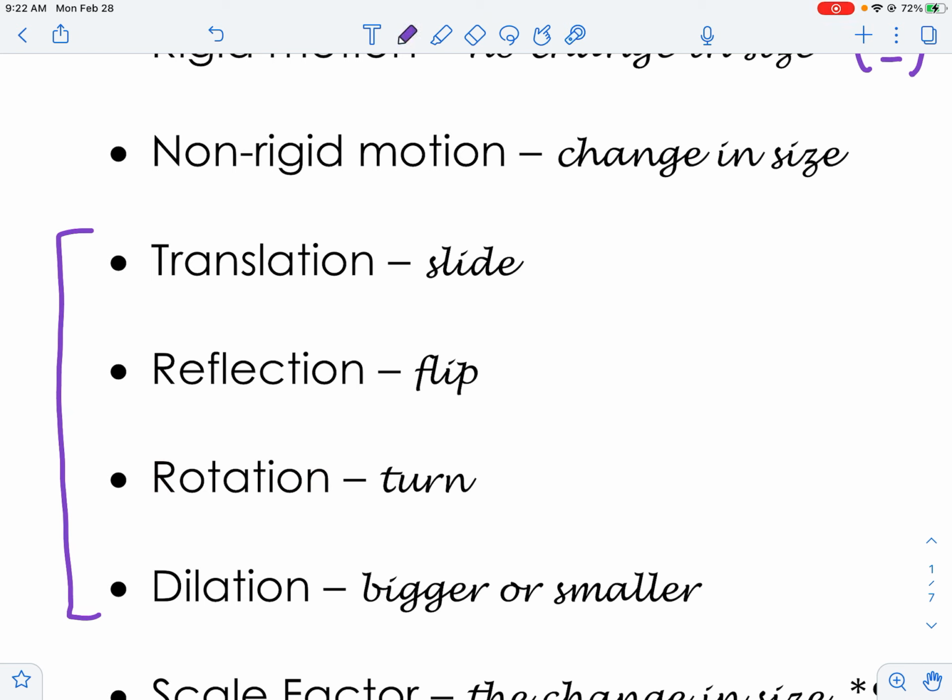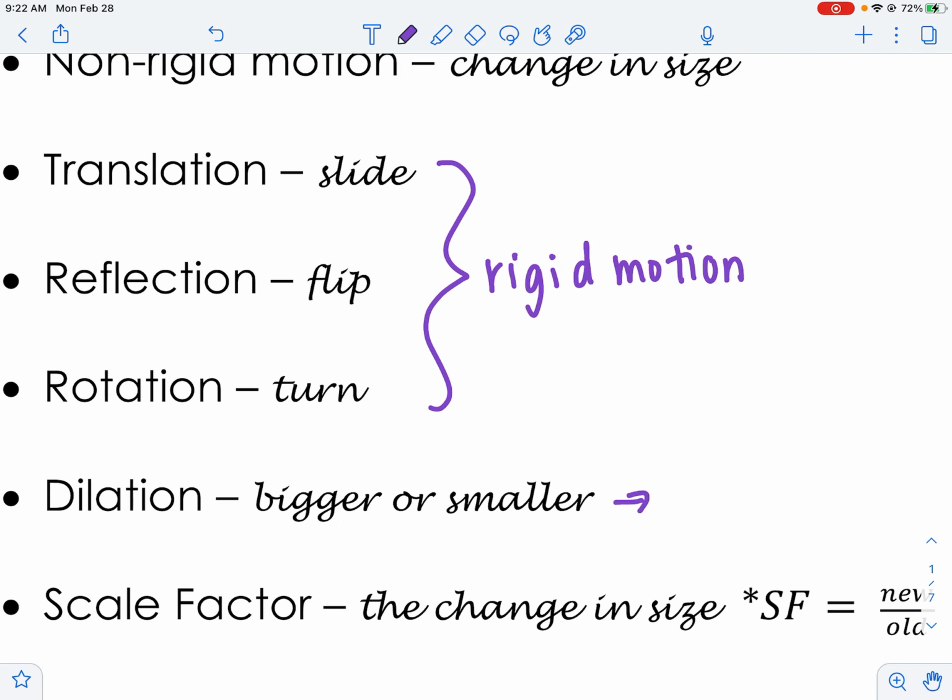So translations, reflections, and rotations are all considered rigid motion, because our shape doesn't change size. It's still congruent, it just moves somewhere else along the graph. A dilation gets bigger or smaller, so that's what we call our non-rigid motion.